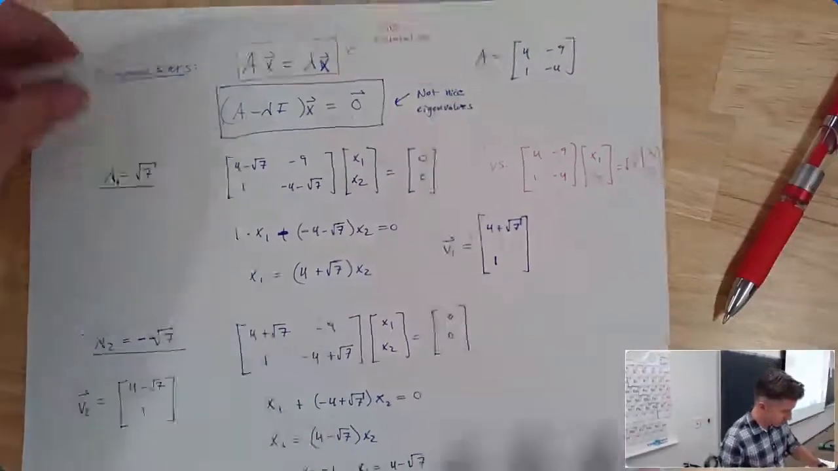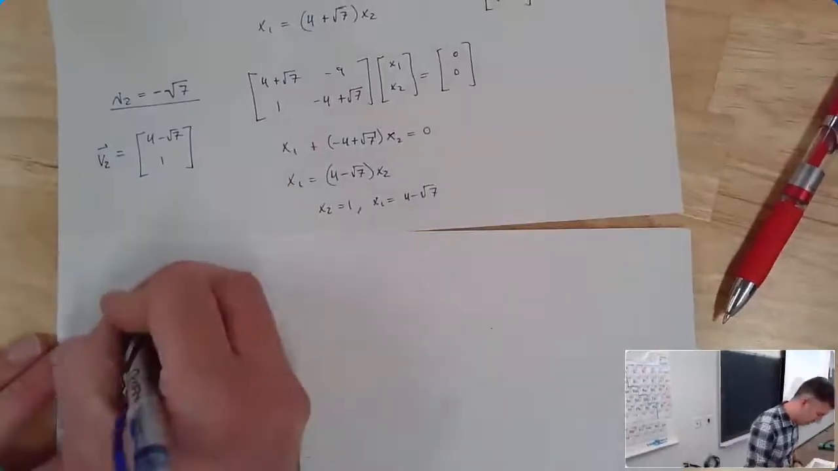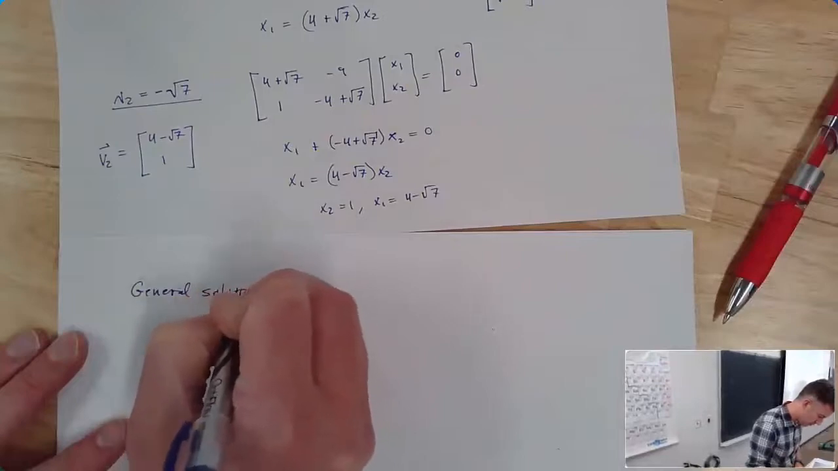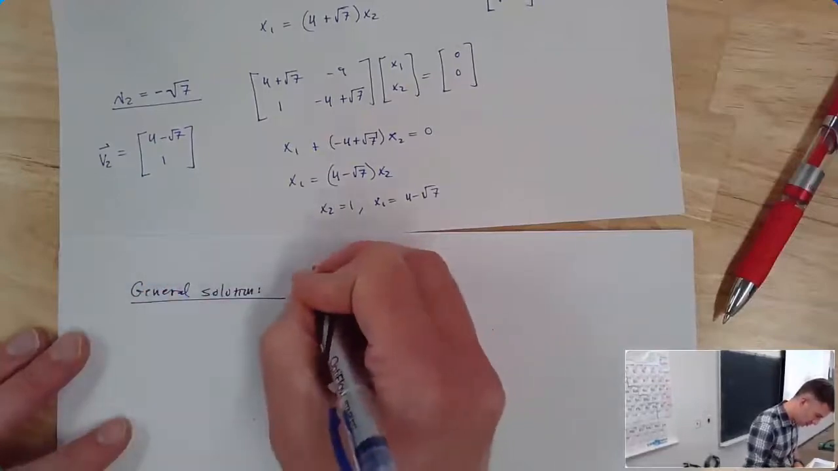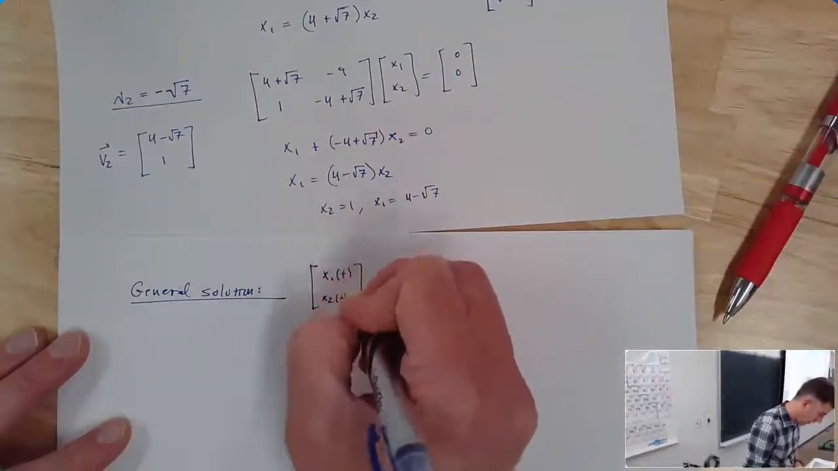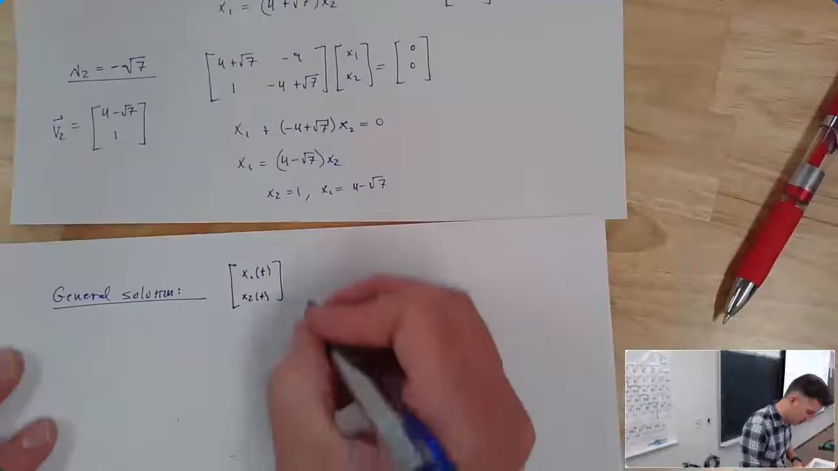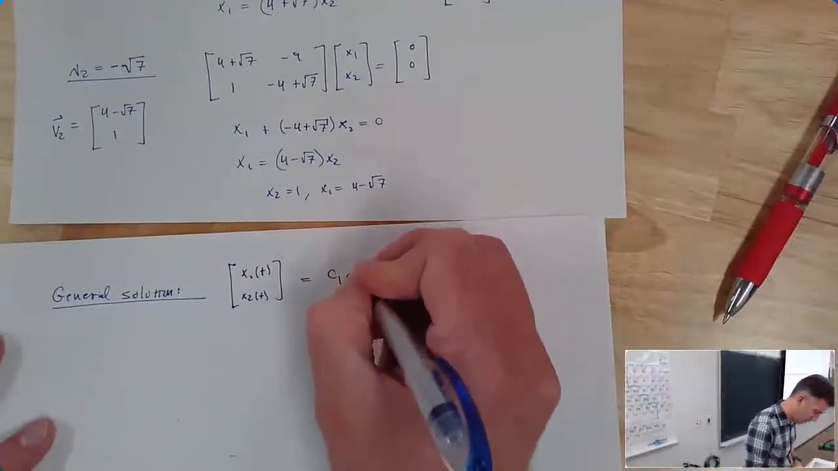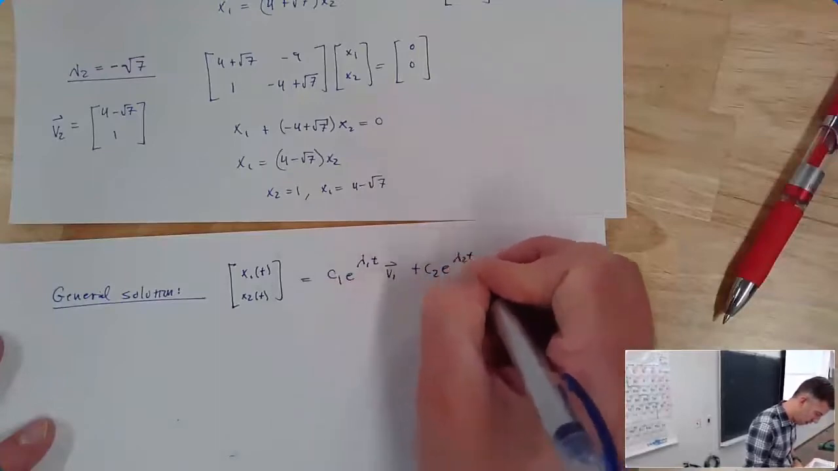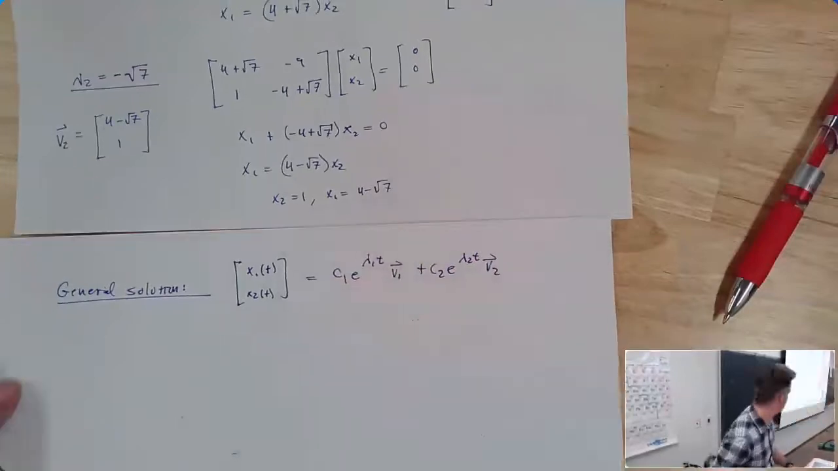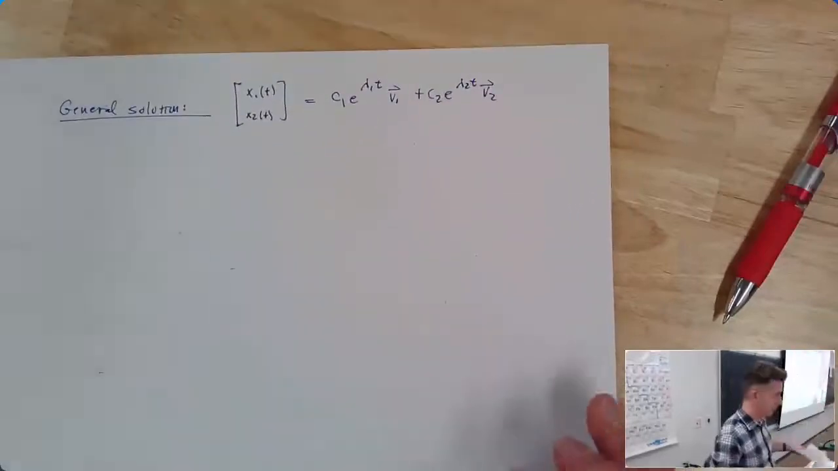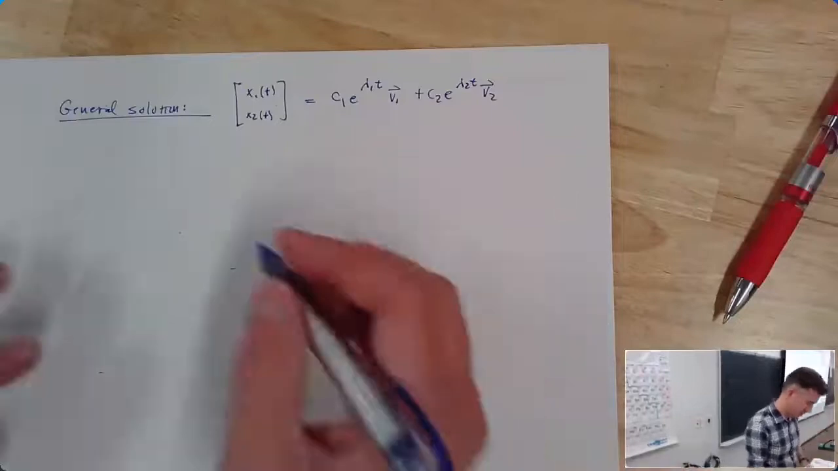So general solution, usual thing, definitely should memorize. The general solution is going to be x1 of t, x2 of t, or x of t, y of t if you're using x's and y's, equal to c1 e to the lambda 1 t times v1 plus c2 e to the lambda 2 t times v2. I do think it's worth writing this down every time, at least until it really sticks inside your head, that is what we've got. And then we're just going to write them down.